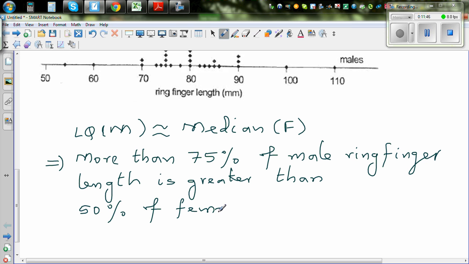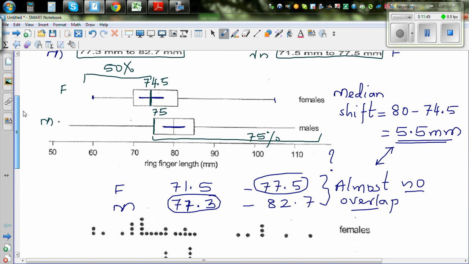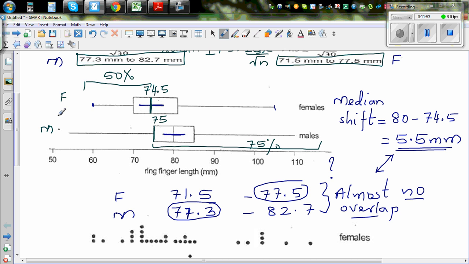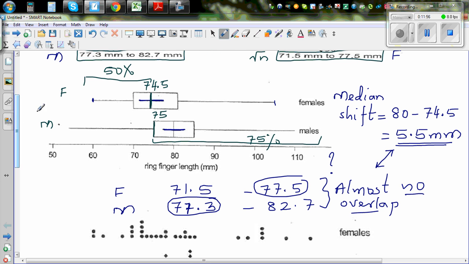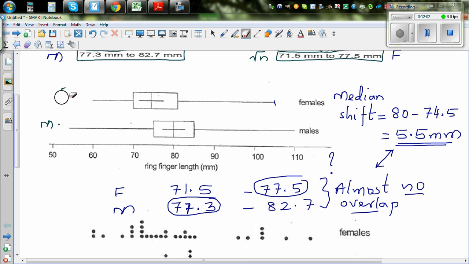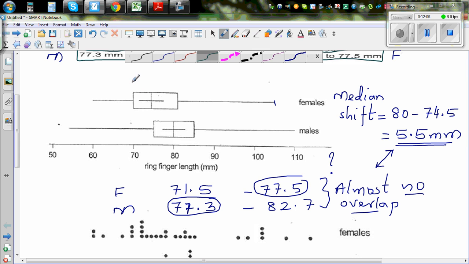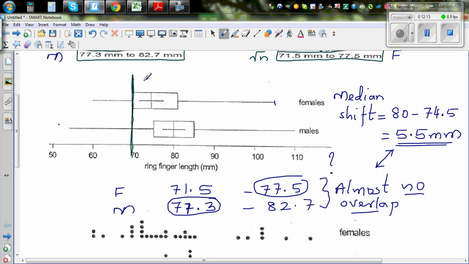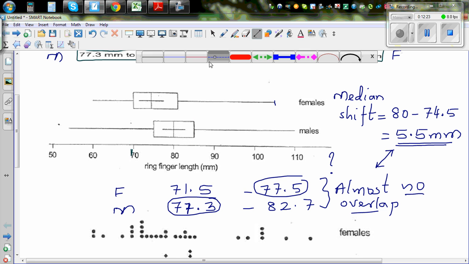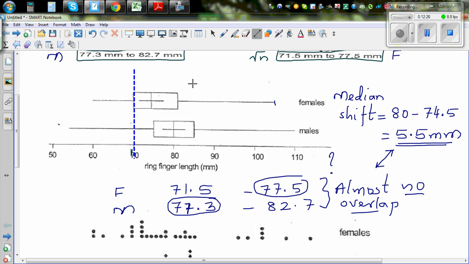And finally, we have seen the median shift, which is 5.5. Let's look at the overall shift. Let me delete this, there is too much data here. The overall visible spread is talking only about the boxes. Let me use the line tool. Look at this, and look at this. This is called the visible spread.